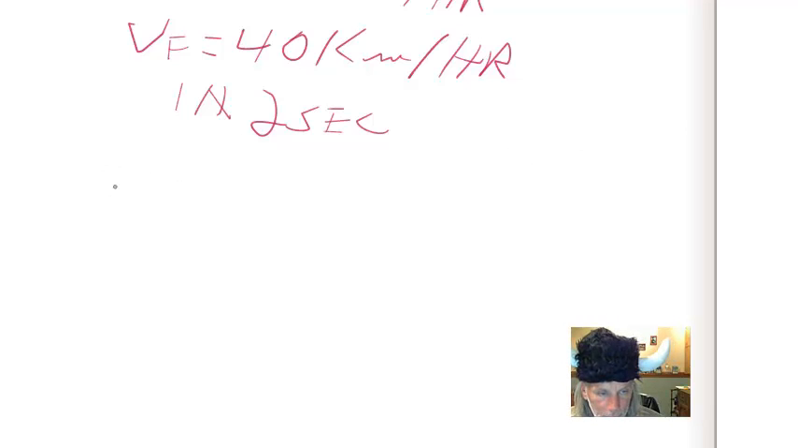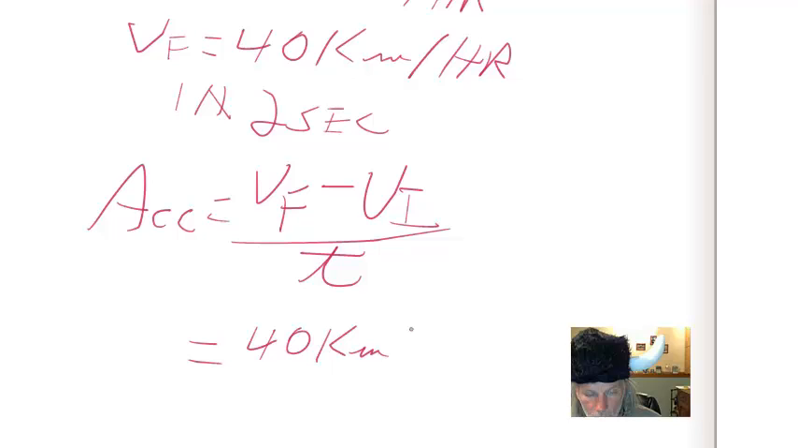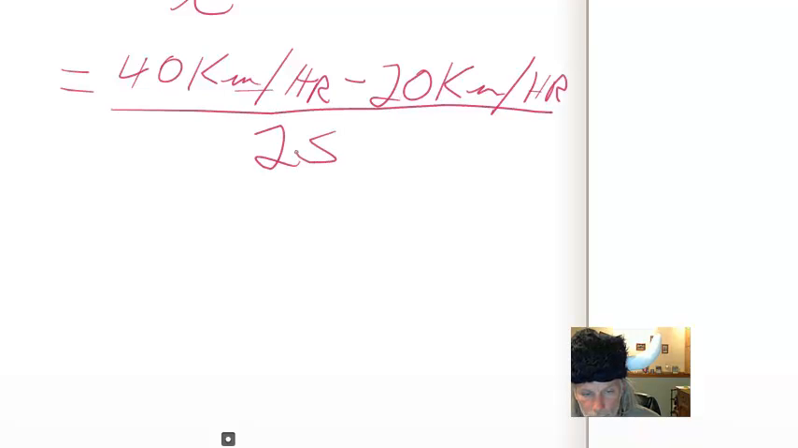Well, let's look at our formula. Acceleration equals final velocity minus initial velocity all over time. Again, when we talk about velocity, we're talking about a vector unit. It's a magnitude and direction. So we can plug this in. Our final velocity is 40 kilometers per hour minus our initial, which was 20 kilometers per hour, and this is all over 2 seconds.